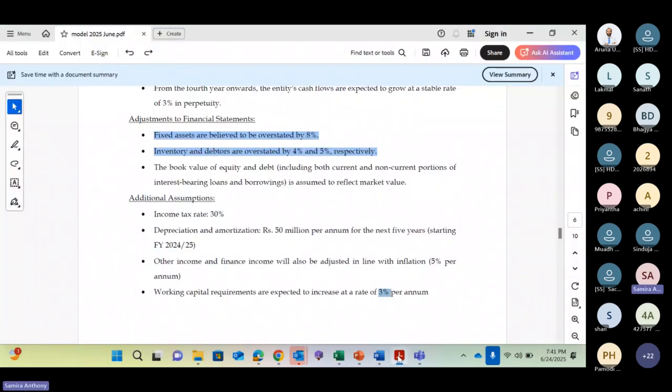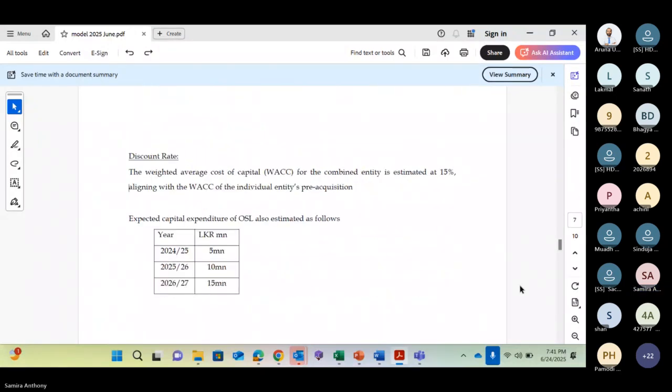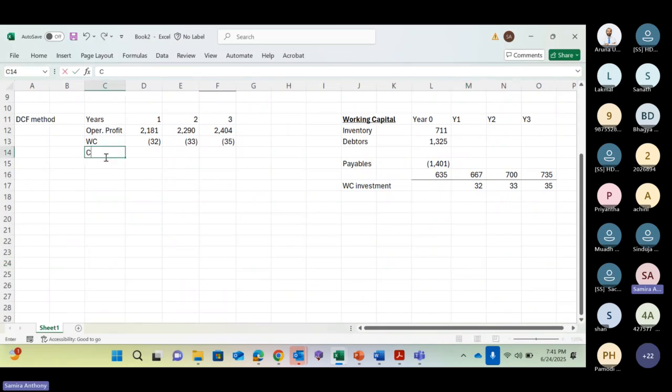Going back to the question, the working capital is done. Then CapEx, you have to consider as outflow: minus 5, minus 10, and minus 15 for the next 3 years. Now we don't want to add back depreciation since we have not gathered that depreciation number. We got the operating profit before depreciation, then we deducted CapEx and considered working capital. Now the only thing you need to consider is the income tax.